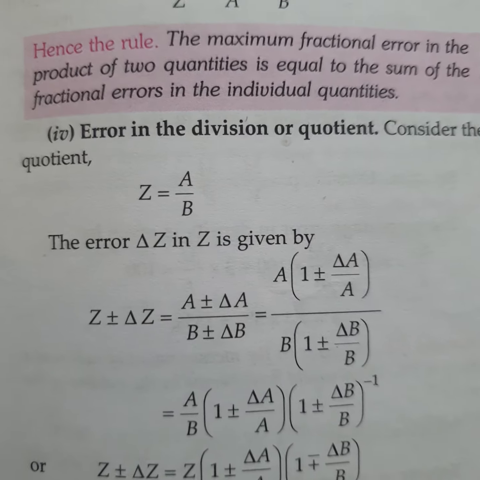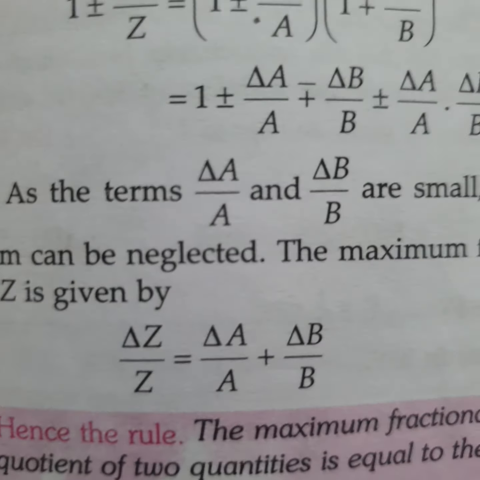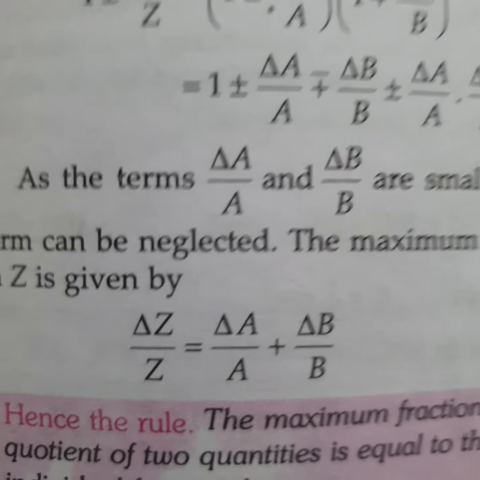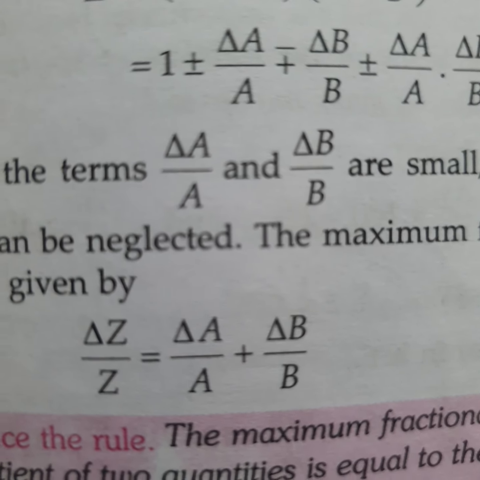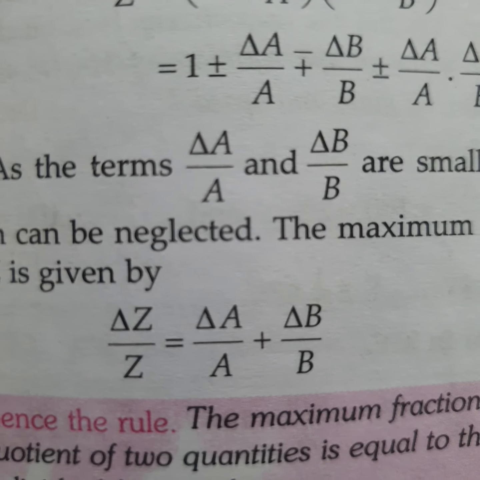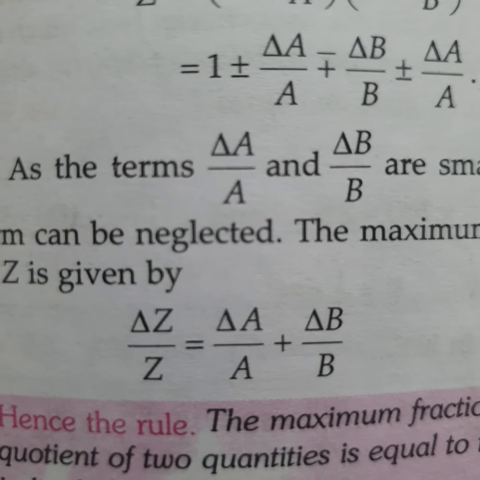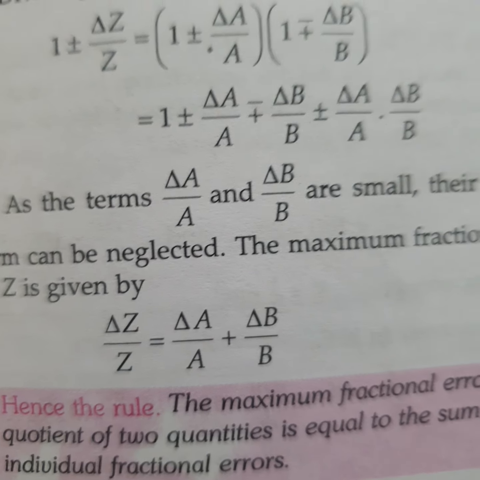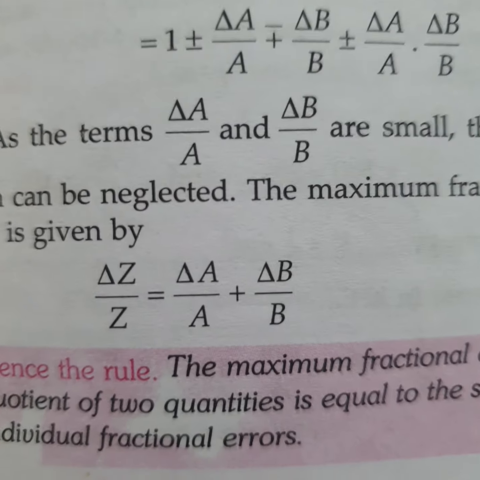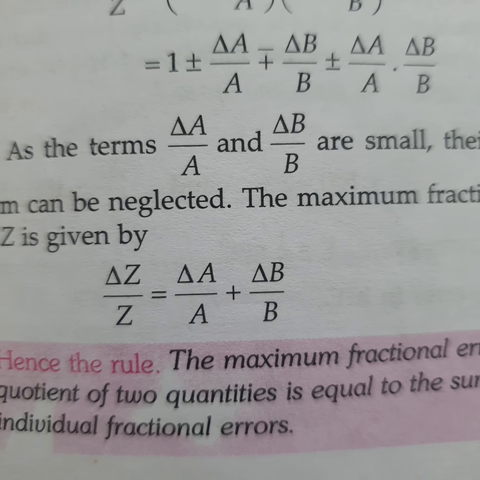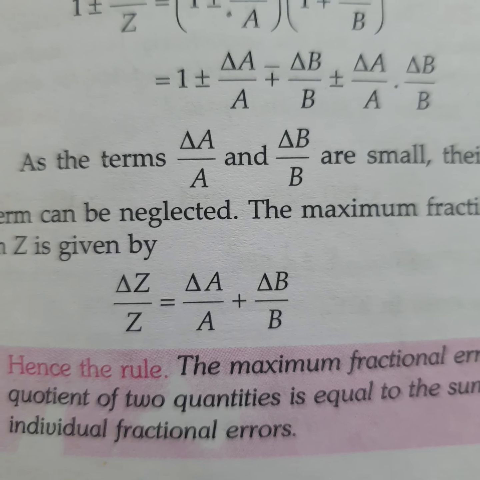Similarly, if you divide two quantities, Z is equal to A by B, again the end result is the same. Fractional error or relative error in Z is equal to fractional error or relative error in A plus fractional error or relative error in B. Please learn these end results properly and do the numericals.